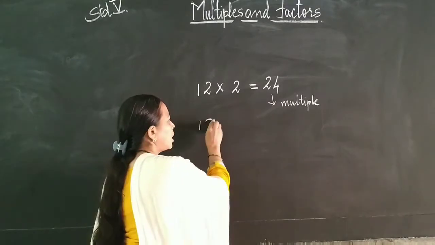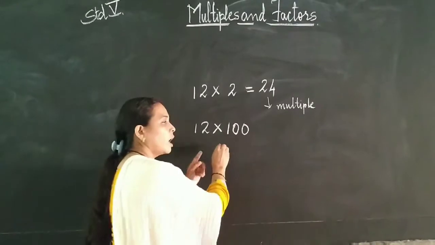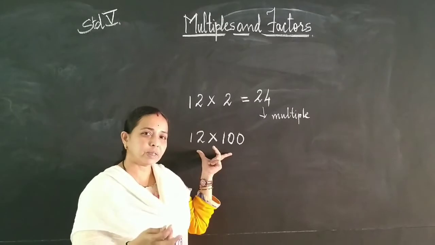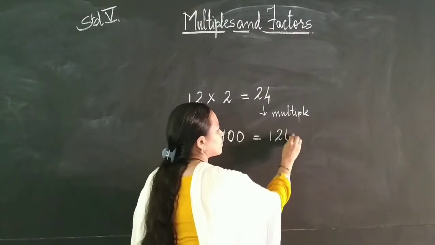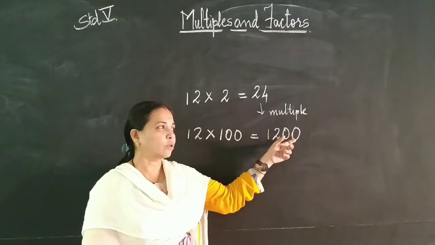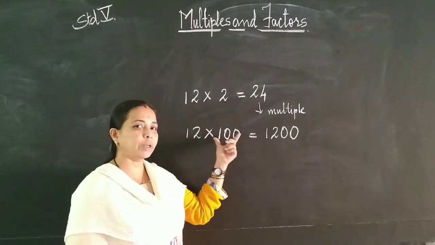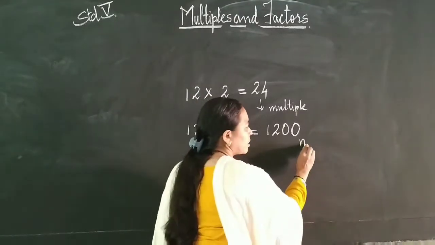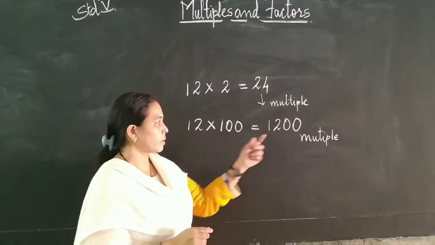When 12 is taken 100 times, you cannot add this 12 100 times and count. So the multiplication method makes it easy to say. Please read the number, it becomes 1200. So 1200, that means 12 taken 100 times. So this 1200 is a multiple of 12.